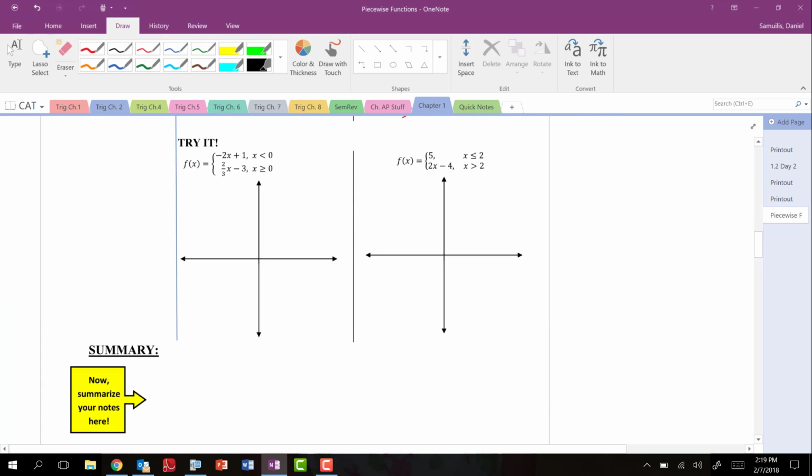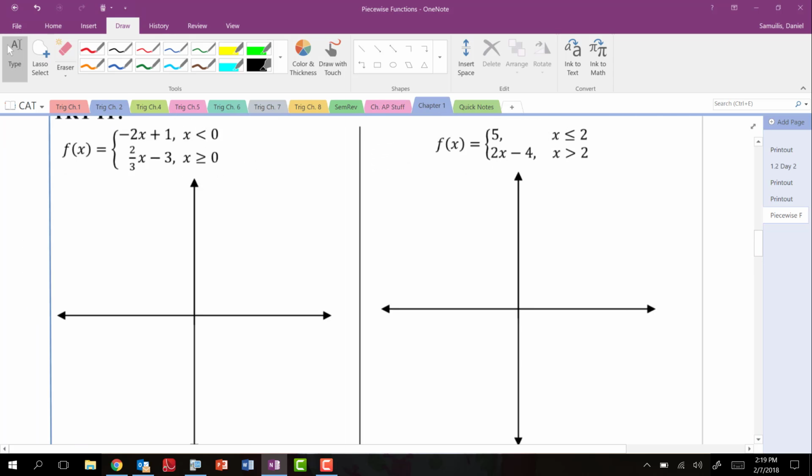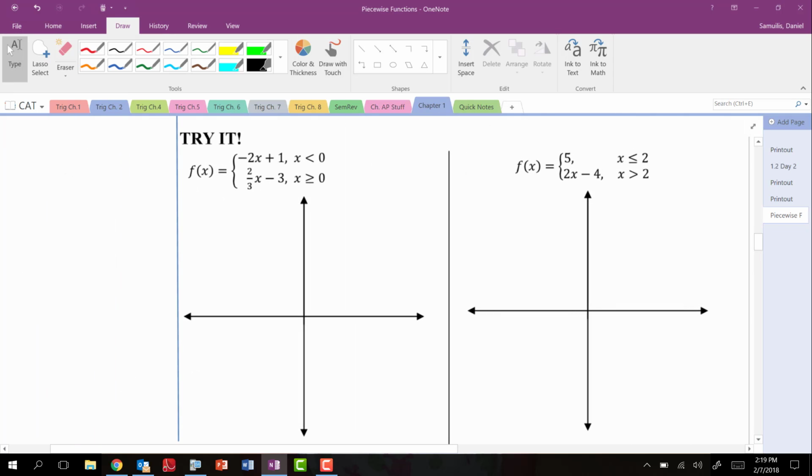And then I want to pick a challenging one, which I think I might pick this easy one first. Okay, now what is this? Try it. Actually, what they should say is graph it.